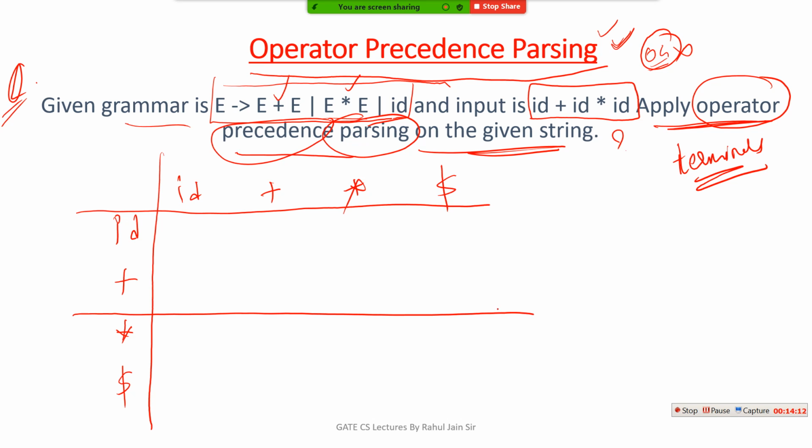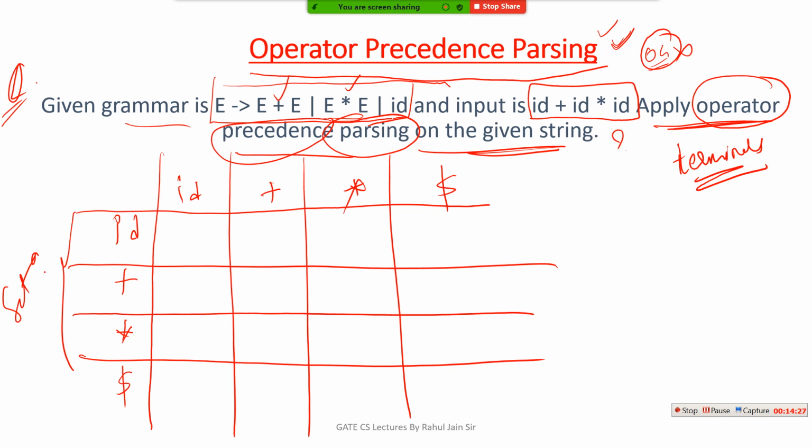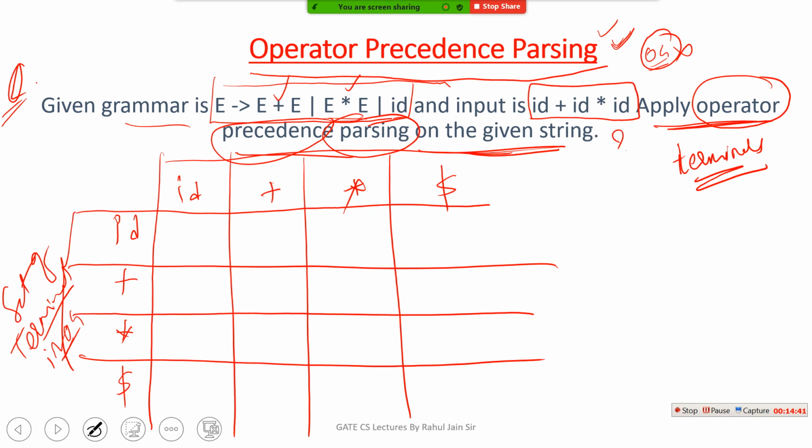Now if I create the operator precedence parsing table, it will look like this. I think you can clearly observe how it looks. These are the sets of terminals, and they are also the sets of terminals in the operator grammar. Okay guys, now one important topic here is that we need to find, now we will compare here.